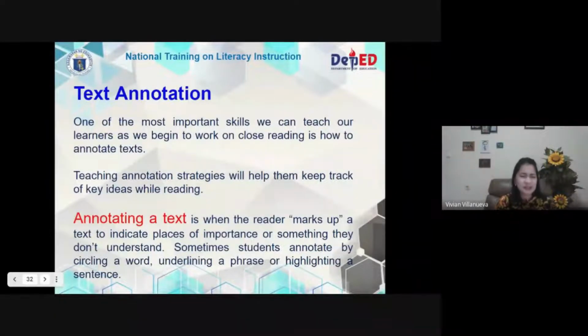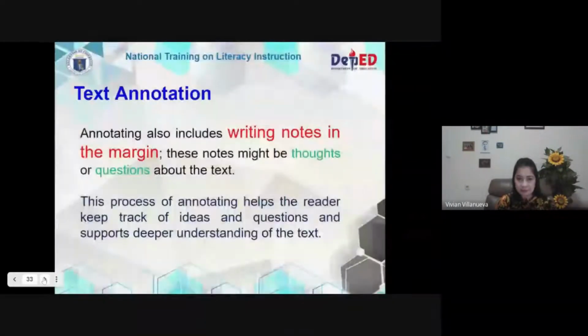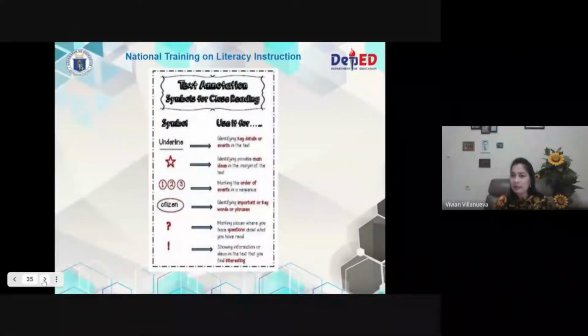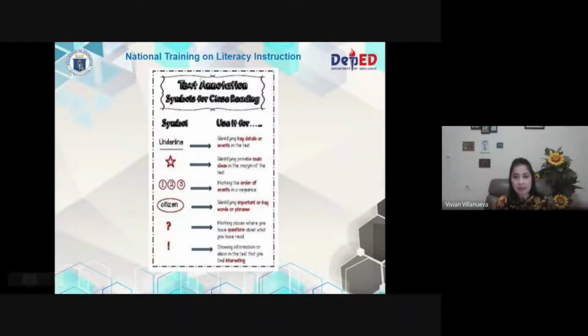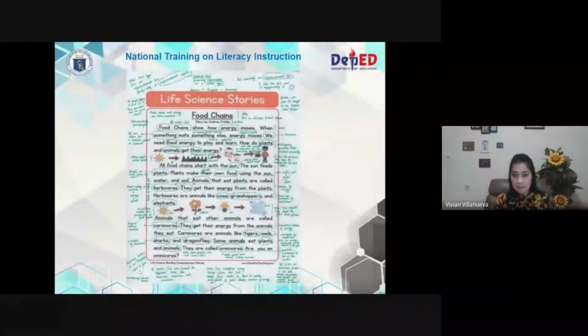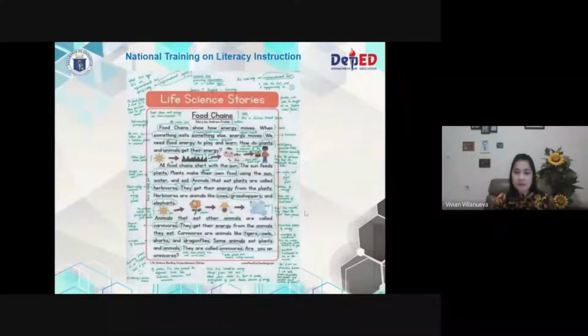Annotation. This is probably for upper elementary. Annotation. Here is an example of the annotation. So high school and upper elementary, and here are the symbols. We can actually share the slide with you so that you can also refer to it, because they are self-explanatory. Here are examples of annotation: circling, underlining, writing on the text.